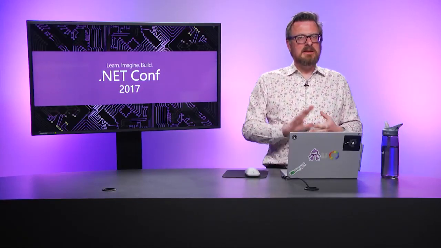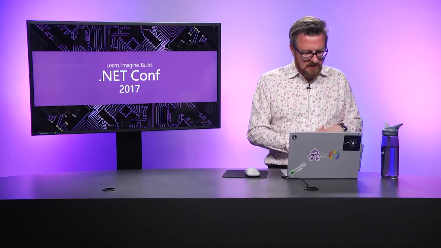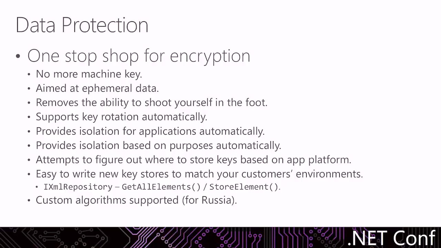This does mean you have to do a little bit more work. But data protection is a one-stop shop for encryption and signing. There's no more machine key. We've aimed this at ephemeral data, so data that you don't mind if you can't decrypt it again. So, you know, login cookies. If that can't be decrypted again, a user just has to log in again. It's no big deal. But if you do want to use it for your own data, then you can take steps to make sure that you persist your keys, and then it's up to you to back them up properly. So it removes the ability for you to shoot yourself in the foot.